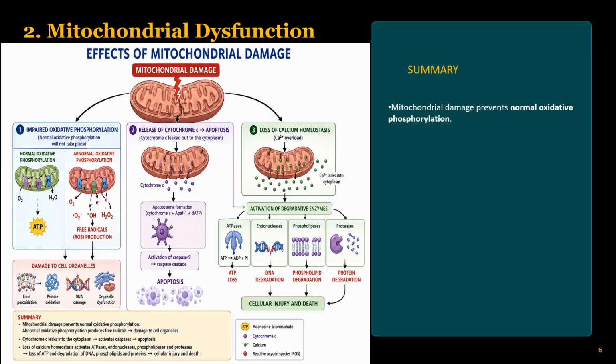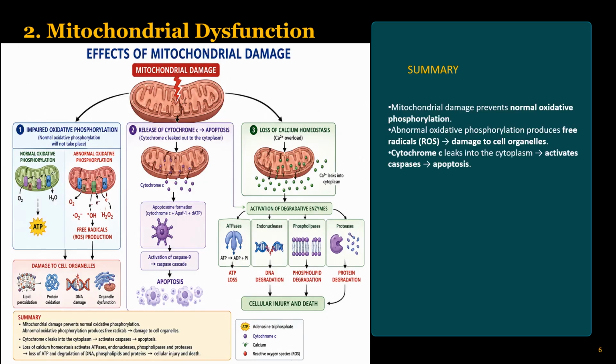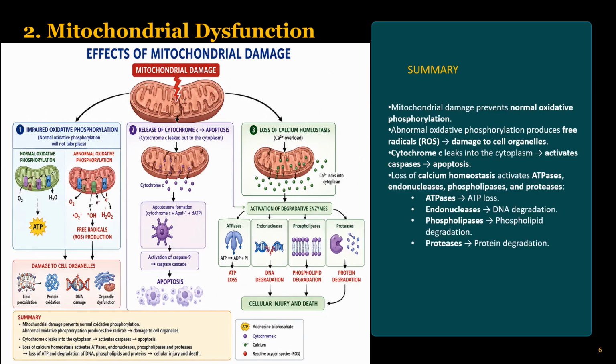So let's have a summary here. We know that mitochondrial damage prevents normal oxidative phosphorylation. And what is going to happen? Abnormal oxidative phosphorylation is going to happen, which leads to the production of free radicals, which damages the cell organelles. Also, cytochrome C leaks into the cytoplasm, which also activates caspases, and apoptosis is going to take place. Caspases are just factors that help in the process of apoptosis. There are different types of caspases. We have caspase 9, caspase 8, which we are going to discuss when we talk about apoptosis in our next video.